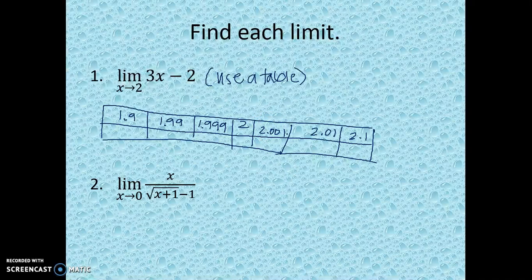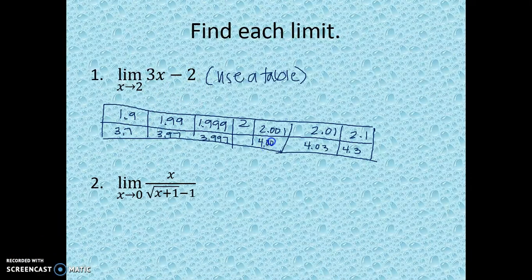And then from there, I'm going to be plugging these numbers into my function. So like if I plugged 1.9 into 3x minus 2, I get 3.7. Continue plugging each of these into your function, your 3x minus 2. Right, now notice that I didn't actually fill in where the 2 was just yet because I'm not really concerned with what is 2. I want to know what it looks like it's going to be.